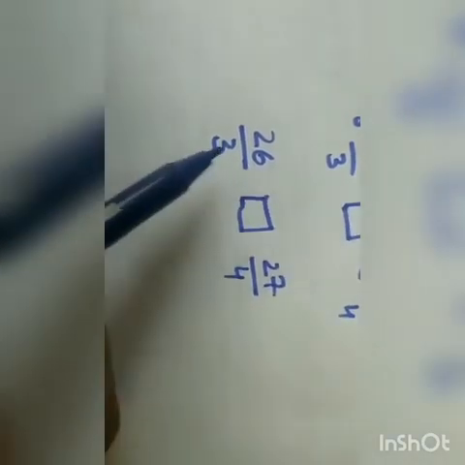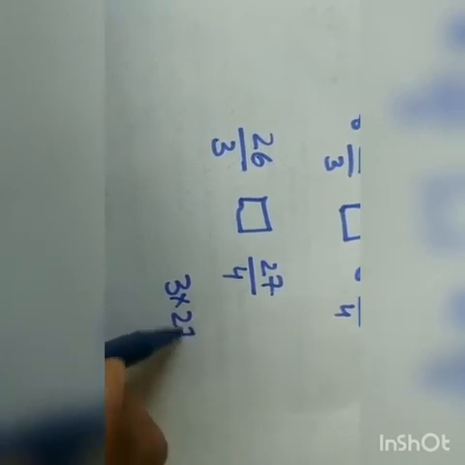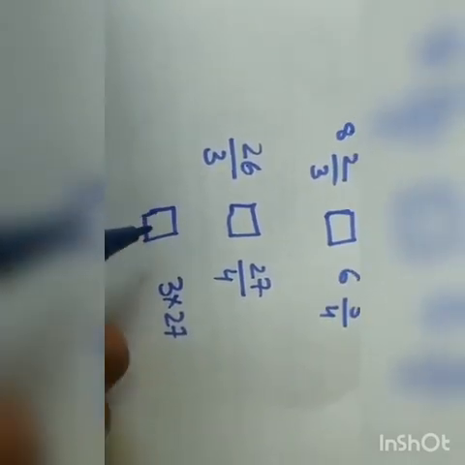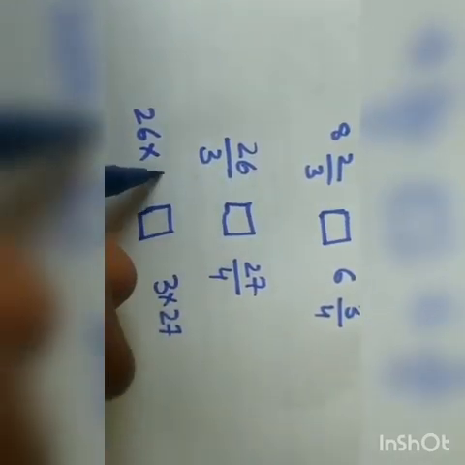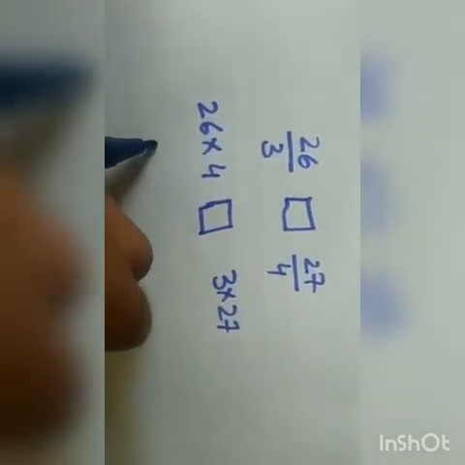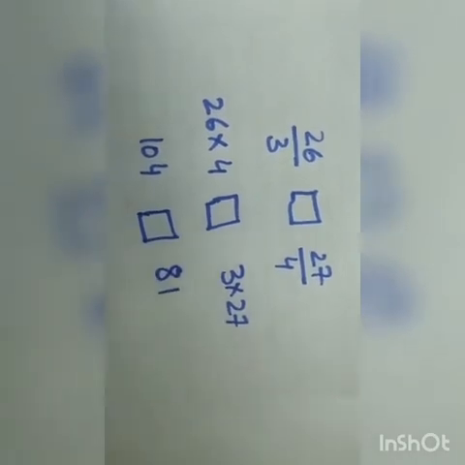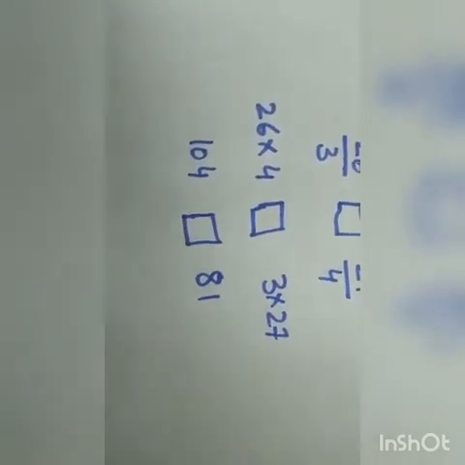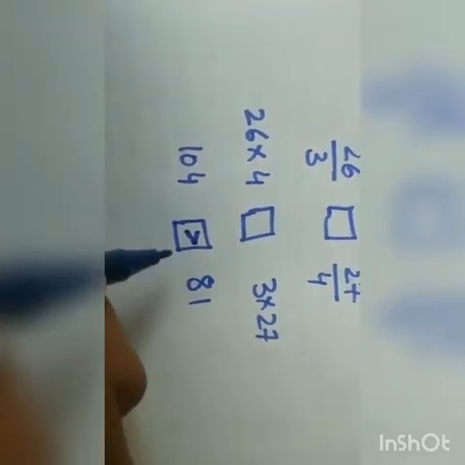Now we will multiply this 3 by this 27, 3 multiply 27, and 26 multiplied by this 4. Alright, it's just like cross multiplication. Now the answers are 104 and 81. Now you will compare whether 104 is greater or 81 is greater. As we know that 104 is greater than 81, so we'll put the sign of greater than.